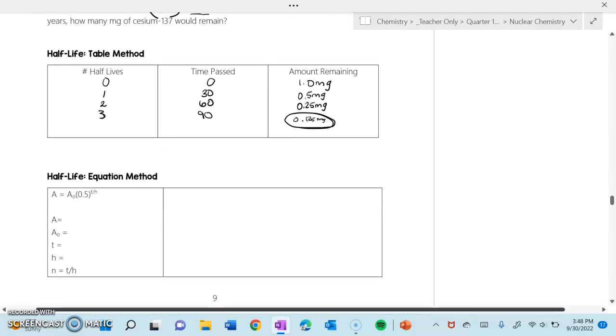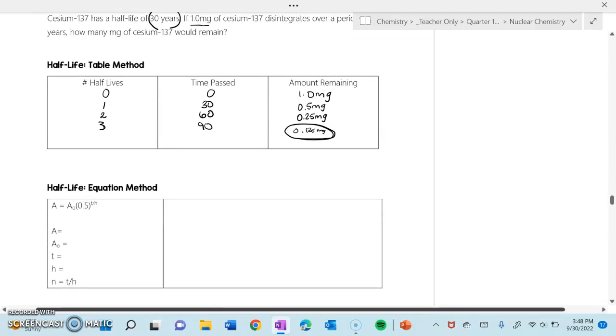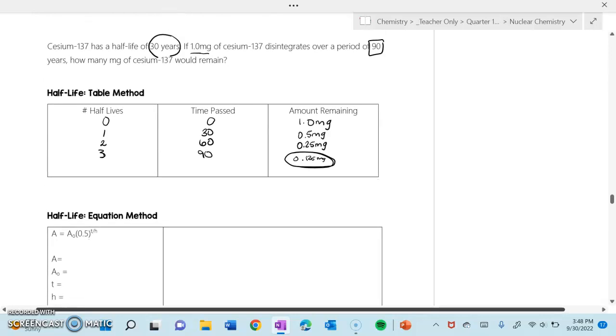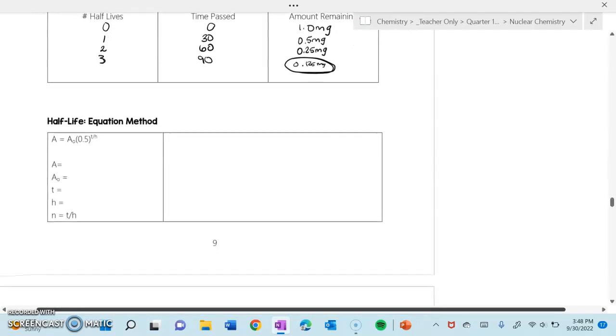Again, to recap, in the first column, you'll count 0, 1, 2, 3, how many half-lives have passed. In the middle column, you will add however many years, days, minutes, or whatever the problem has defined as a half-life for each of the half-lives you count. And then for each time you go through, the amount remaining in this third column, you'll divide by 2 each half-life. 1 to 1/2 to 0.25 to 0.125.